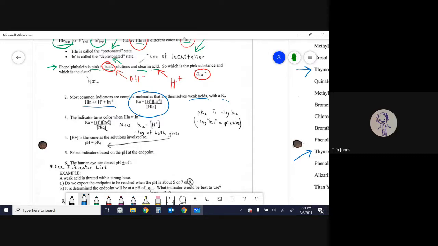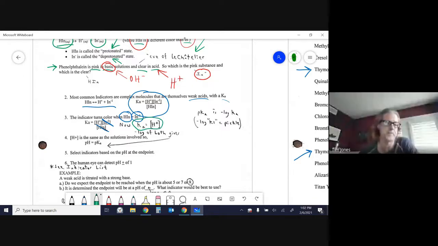The color change happens when the two versions are roughly equal. So when one of them dominates, it's just going to be that color. But when they become equal is when you start to see the switch from one color to another. So if we assume that they're exactly equal, we can cross out HIn and In minus since they're equal. That now gives us this equation: Ka is equal to H plus.